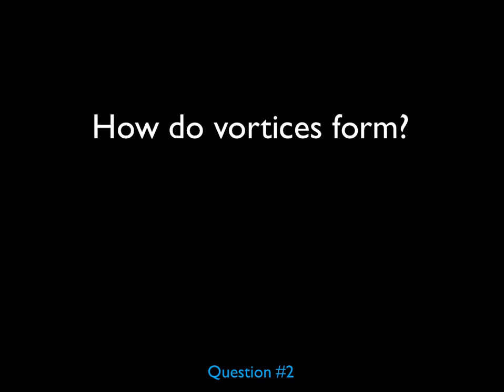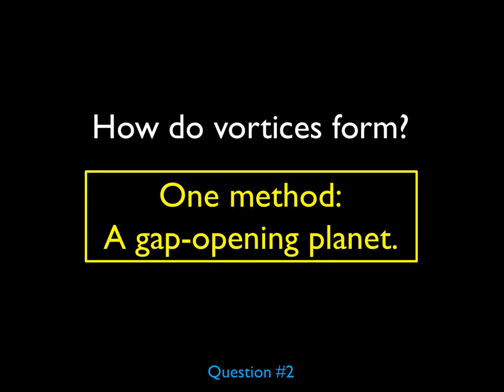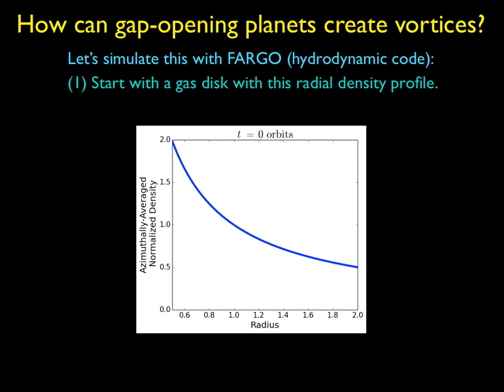But how did these vortices form to begin with? Well, one of the most favorable ideas is that they were generated by gap-opening planets. We can watch this happen by running hydrodynamic simulations of a gap-opening planet in a disk of gas.